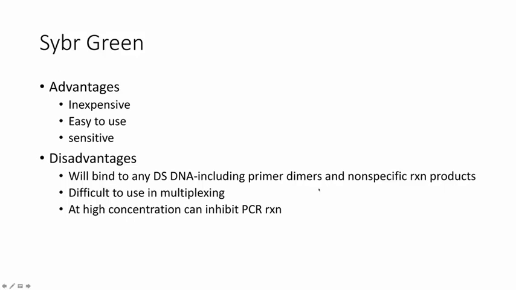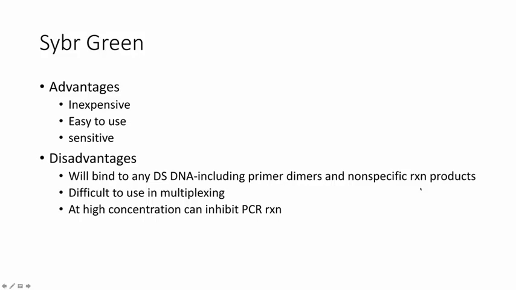So if you don't design your primers that are going to bind to DNA correctly, you can have the primers binding to themselves and amplifying each other. And so you'll have a large amount of double-stranded DNA, but it won't represent your target DNA that you're trying to amplify. It will only represent the primers that are binding to themselves and making these double-stranded DNA short fragments. And it will also bind to any non-specific reaction products.